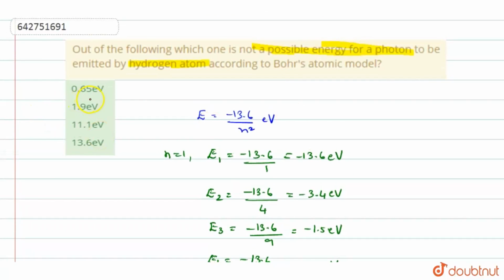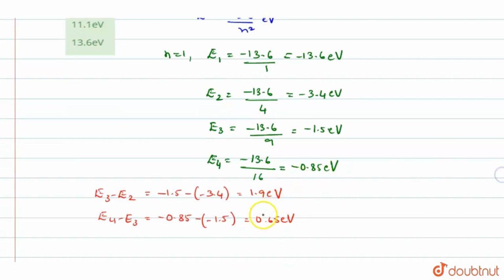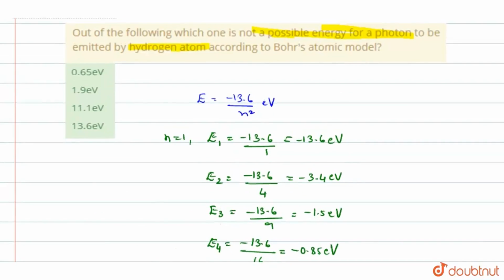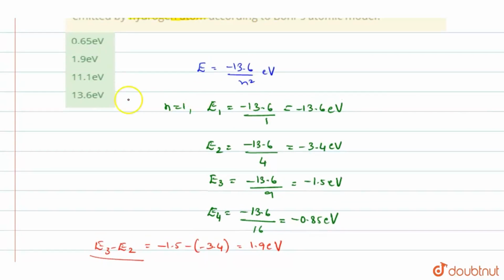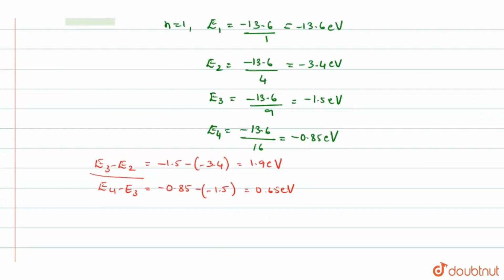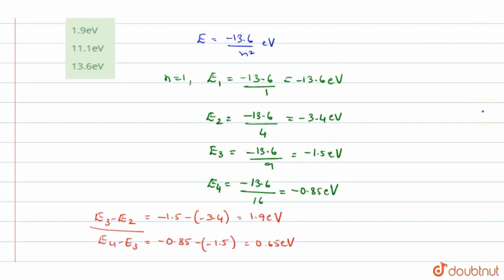Now when you observe the values of electron volt, see here 0.65 electron volt is there. When it is making a transition from E4 to E3, you will get 0.65 electron volt. When you go to 1.9 electron volt, it is making a transition from E3 to E2, so you are getting 1.9 electron volt. Come to 11.1 electron volt. Nowhere are you finding this 11.1 electron volt. Any kind of electron transition it makes, it is not found in the hydrogen atom transition. So 11.1 is not existing in the hydrogen atom transition.